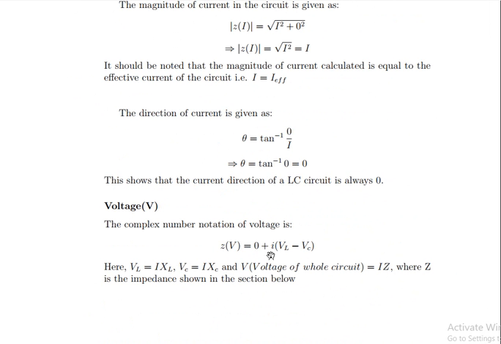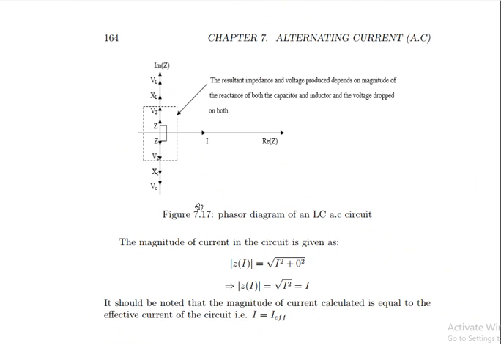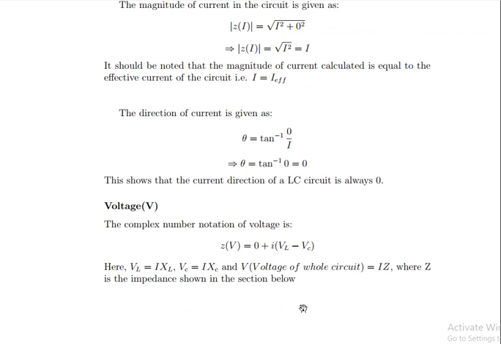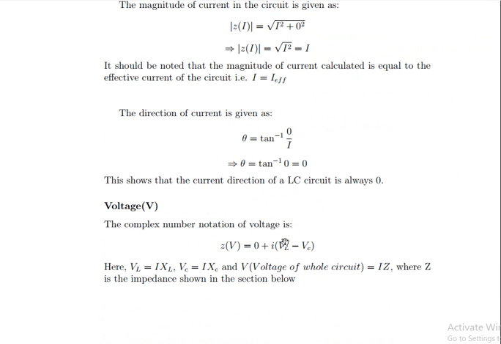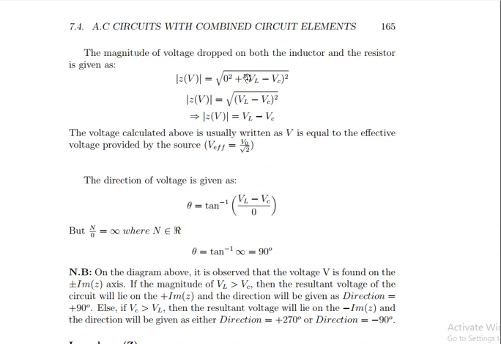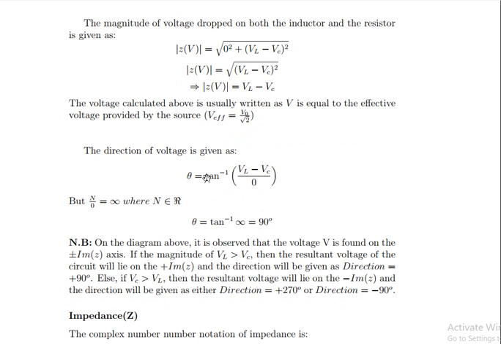Now the voltage will be equal to 0 plus I, because all of this lies in the imaginary direction, so there is no component of voltage on the real axis. It's going to be 0 plus I into (VL minus VC). So the magnitude of this will be the square root of 0 squared plus (VL minus VC) all squared. So when you have this, you are going to see the magnitude of voltage is going to be VL minus VC. Now the direction of the voltage is given as theta is equal to tan inverse of (VL minus VC) divided by 0 degree, which is x.